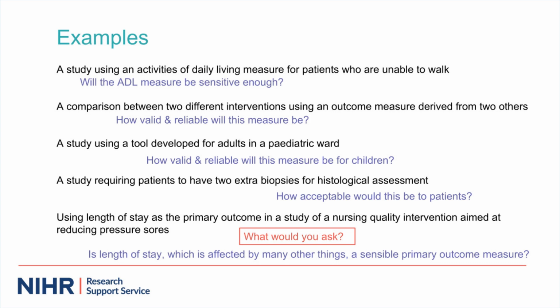A study requiring patients to have two extra biopsies for histological assessment. Well, how acceptable would that be to patients? Using length of stay as a primary outcome in a study of a nursing quality intervention aimed at reducing pressure sores. What sort of questions might that generate in your head if you were a reviewer? This sort of study is a bit of a nightmare. But it is possible, but it is a bit of a nightmare. Some of these things are really difficult to do. But I think one obvious thing is length of stay as your primary outcome, which we know is affected by so many other things, such as bed blocking and availability of social care generally. Is it a sensible primary outcome measure?